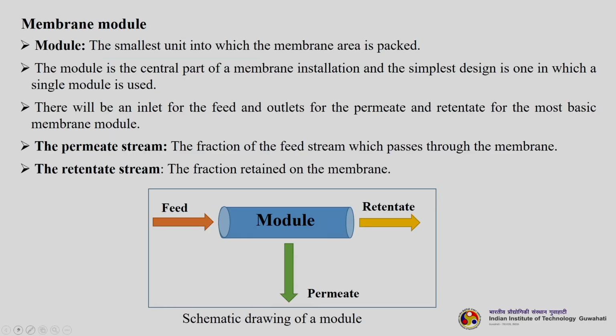So, then let us discuss membrane module. What is the module? The module is something that is actually holding the membrane. It is the smallest unit into which the membrane area is packed. The module is the central part of the membrane installation and the simplest design is one in which a single module is used. There will be an inlet for the feed and outlets for the permeate and retentate for the most basic membrane module. The permeate stream is the fraction of the feed stream which passes through the membrane, and the retentate stream is the fraction retained on the membrane.